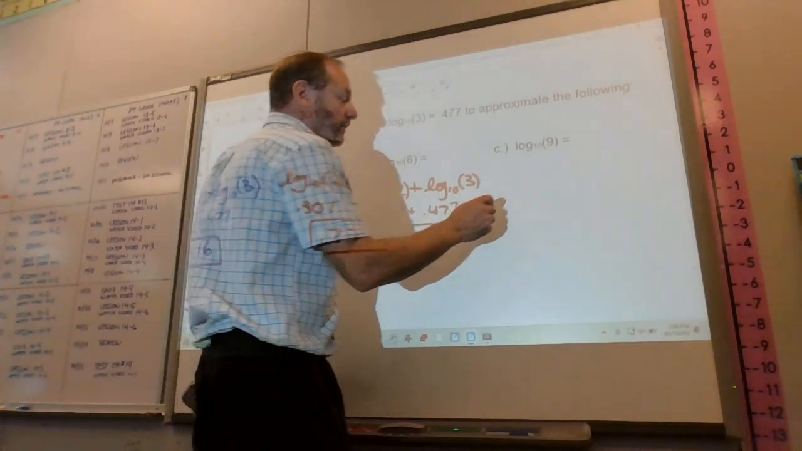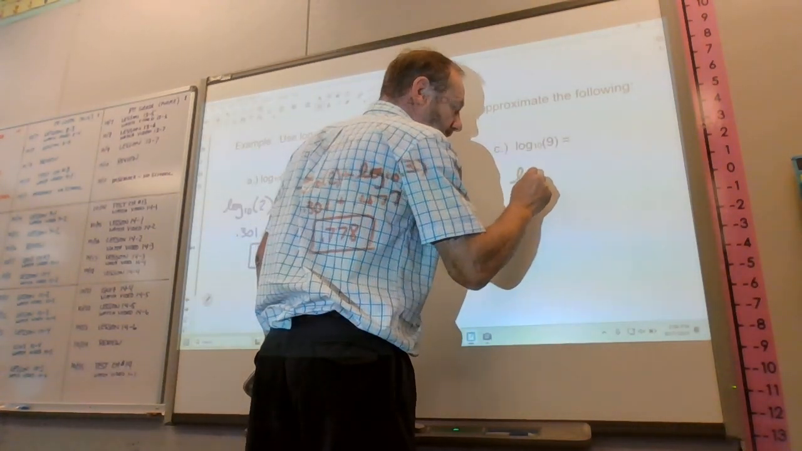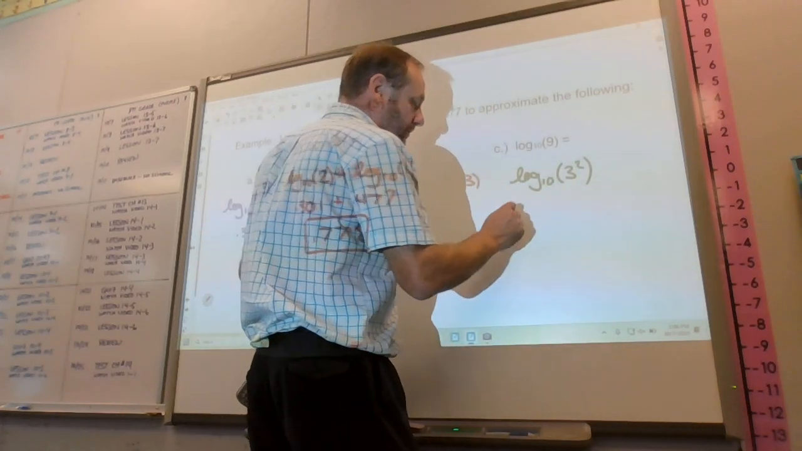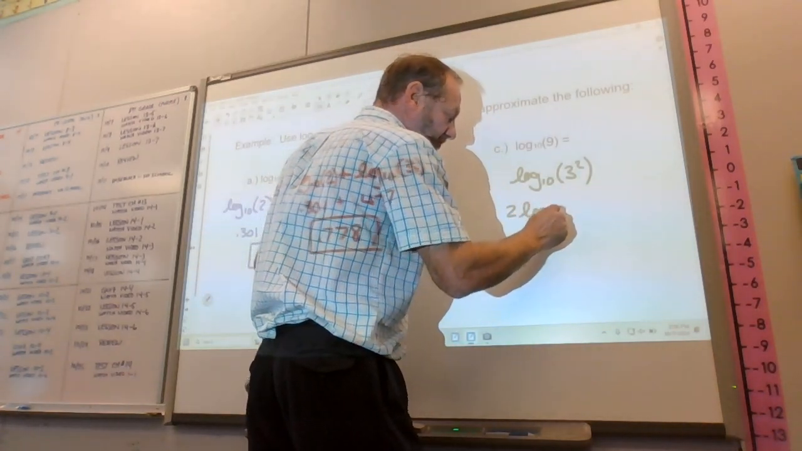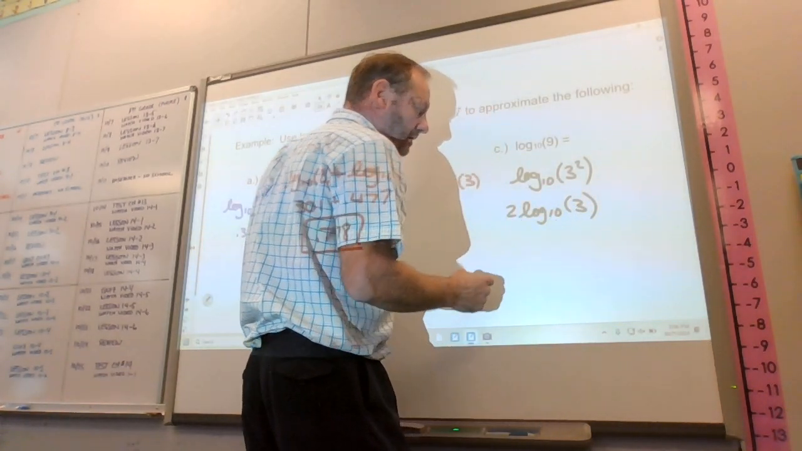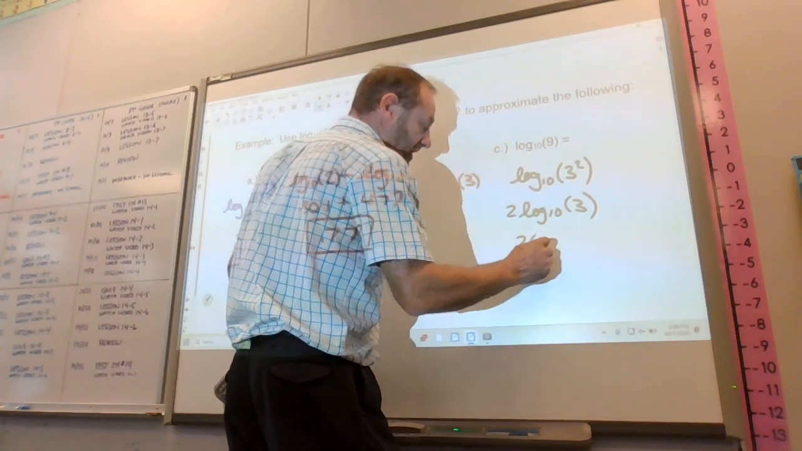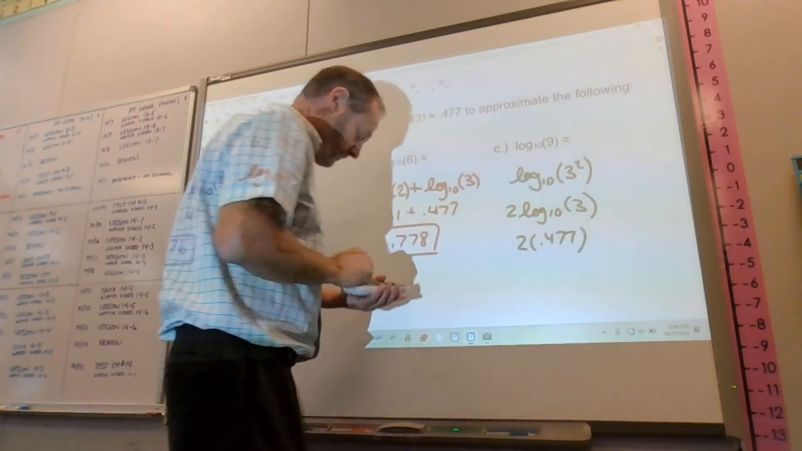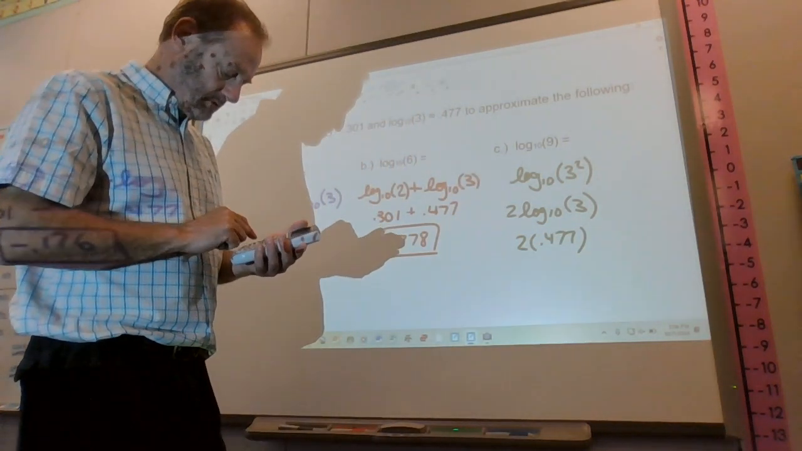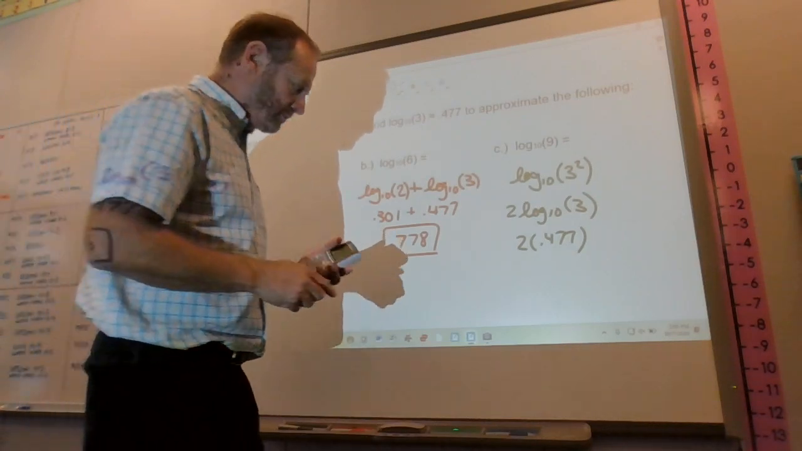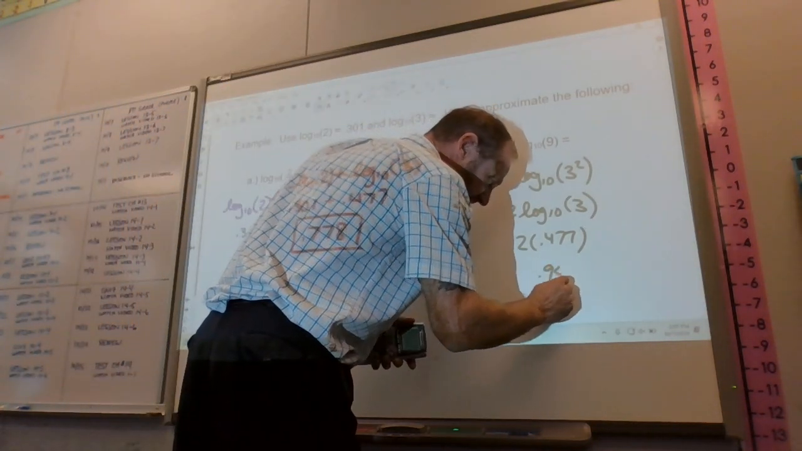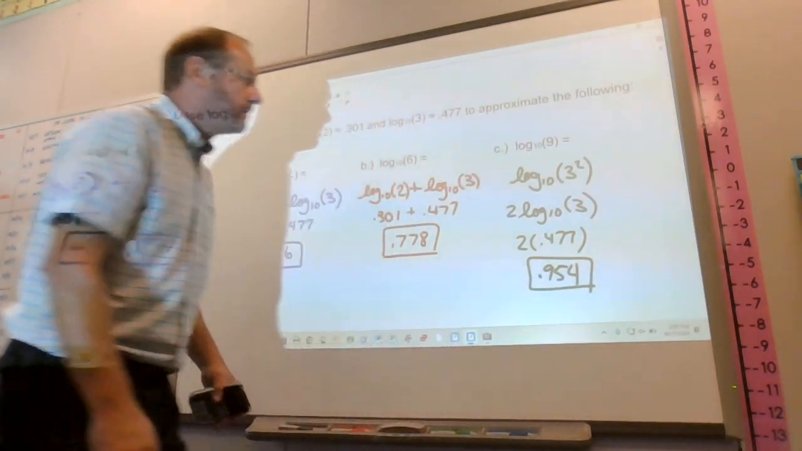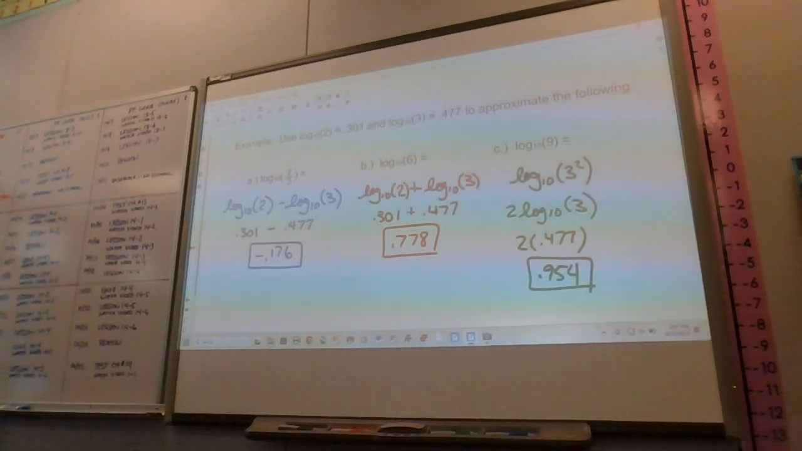And then this one here, we could change this to the log base 10 of 3 squared, which would equal 2 times the log base 10 of 3, which would be 2 times 0.477, which would be approximately 0.954. So hopefully you got both those correct.